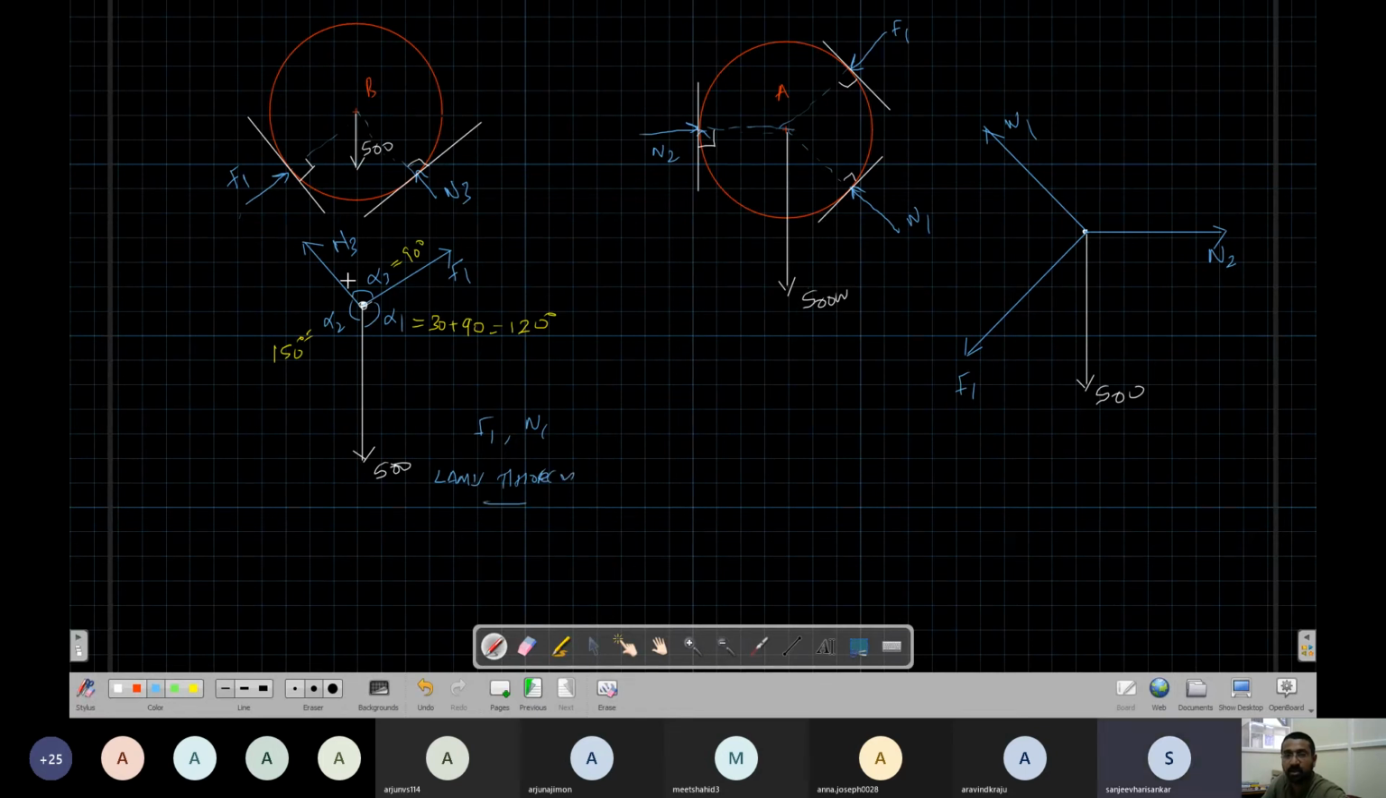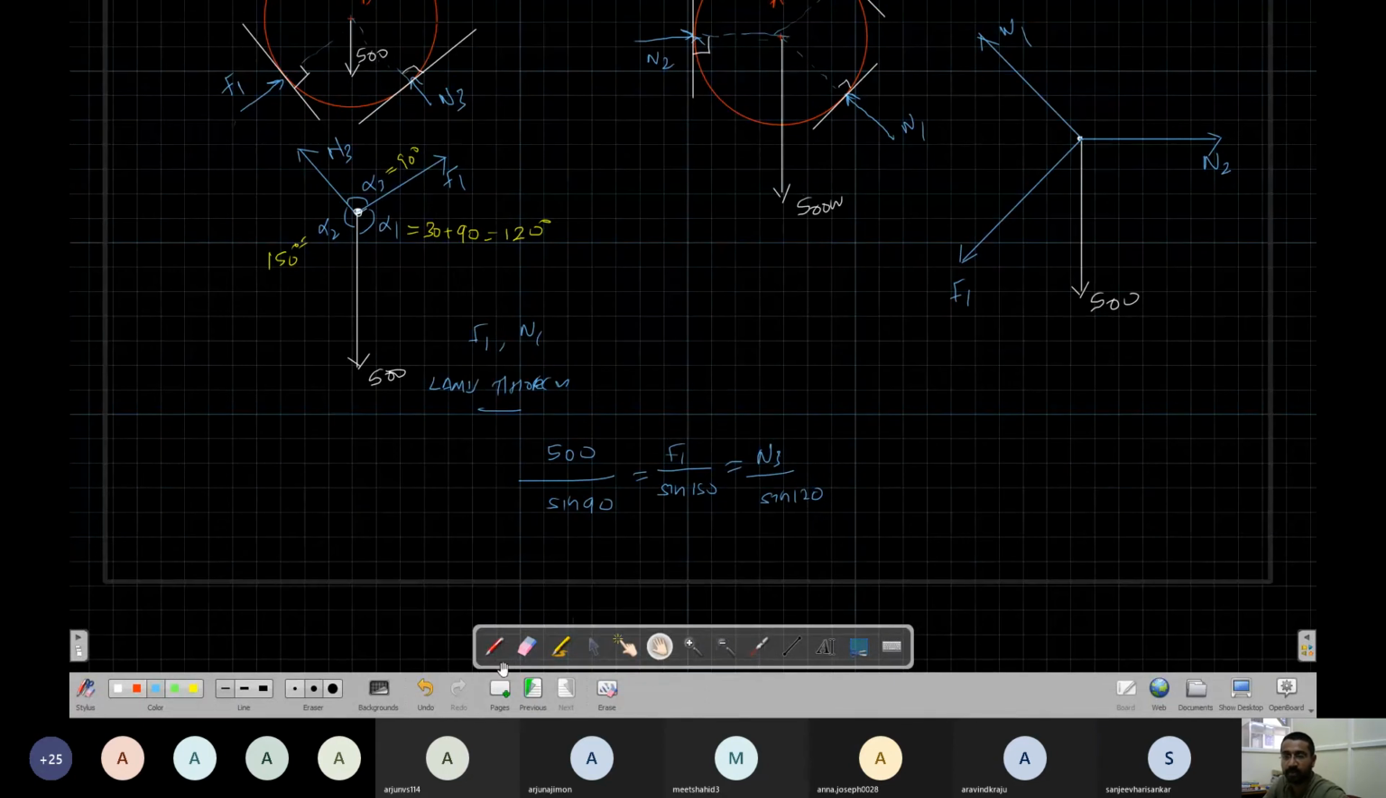we can say this force divided by the sine of this angle. Okay. So 500 divided by sine of 90 should be equal to F1 divided by sine of 150, should be equal to N3 divided by sine of 120. So what is the value of F1 and N3? So F1 equal to what? N3 equal to what?